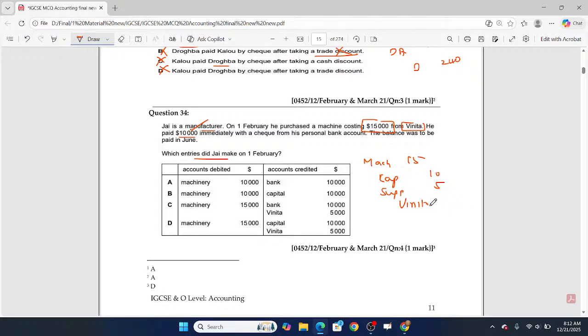Now accounts debited. Machinery account debited 15,000 is the correct one. This one is also correct. And capital account should be credited, so this one is not correct, and this one is correct. So D is the correct one to be chosen. Is that clear? 34.